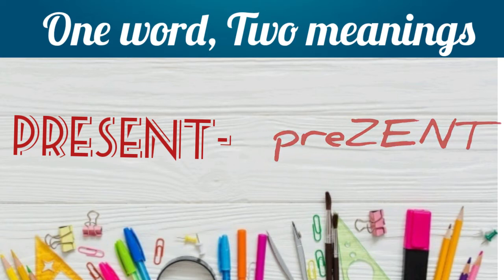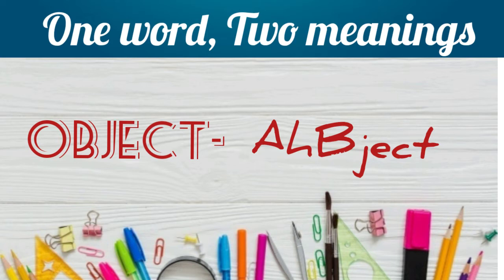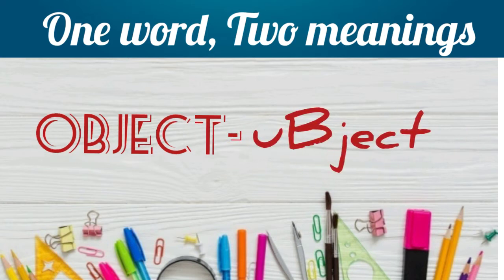Okay. Next is object. A thing or any material that is visible and can be touched. For example, put this object carefully on the table. And if we say object, it means we are opposing something. We are having opposition. We disagree. For example, I object to your opinion.